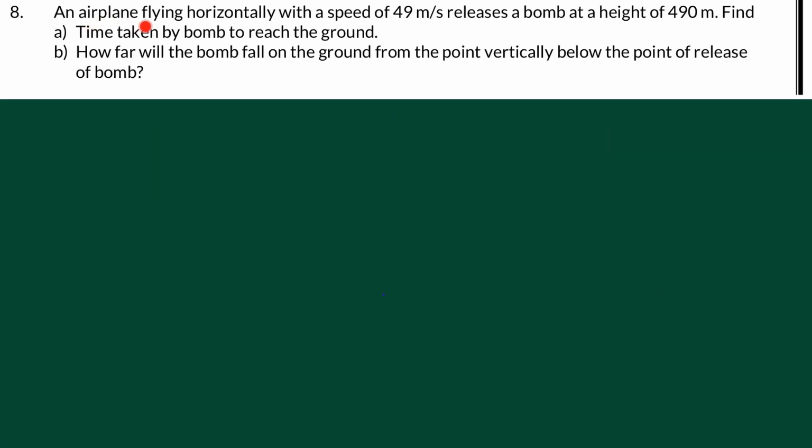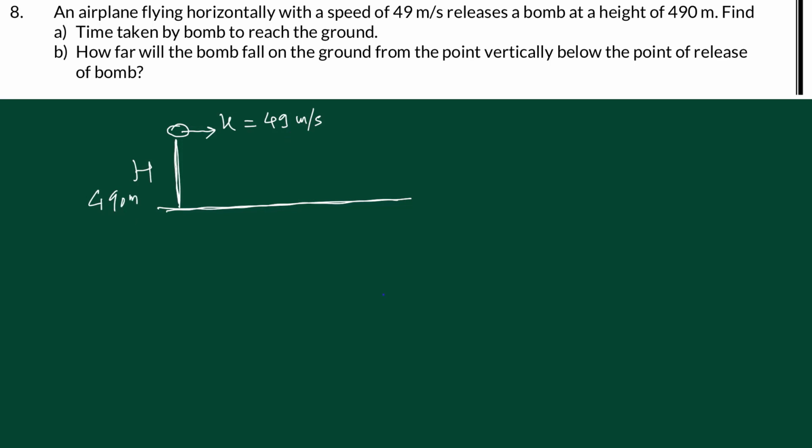Next question. An airplane flying horizontally with speed 49 meter per second releases a bomb at height 490 meter. Find the time taken by the bomb to reach the ground. How far will the bomb fall on the ground from the point vertically below the point of release? So convert into a diagram. Suppose this is ground level. The plane is flying at height 490 meter. So this is h, and this is your plane flying horizontally with speed u, 49 meter per second. This h is 490 meter.